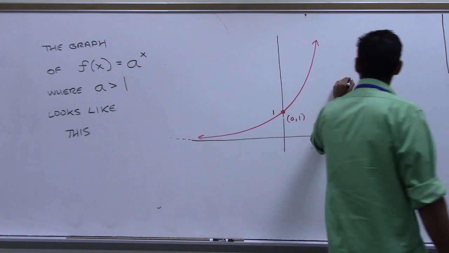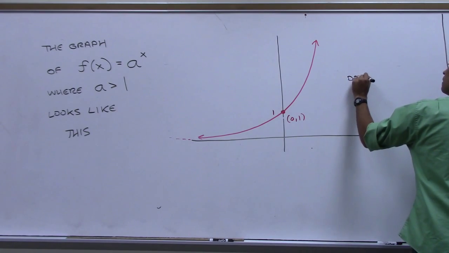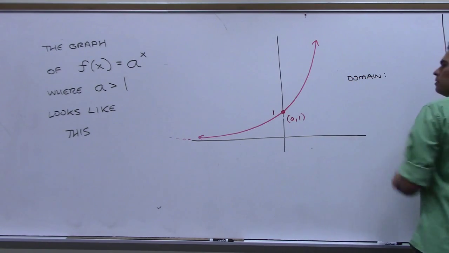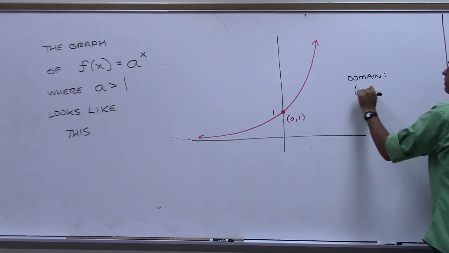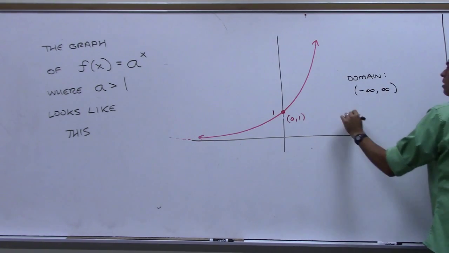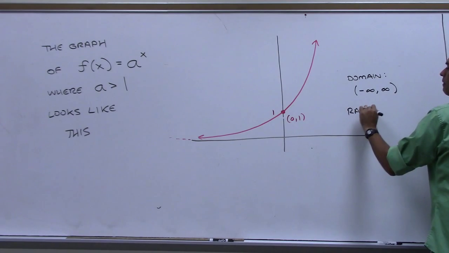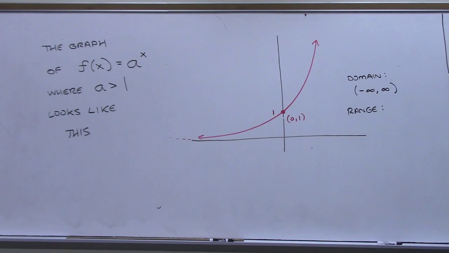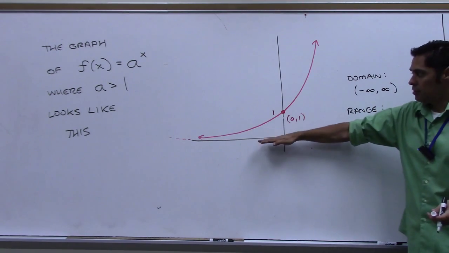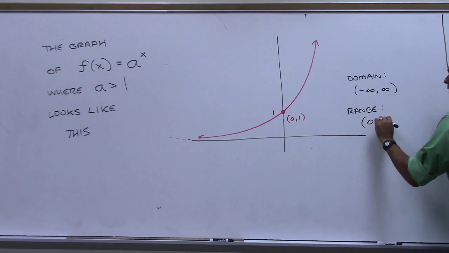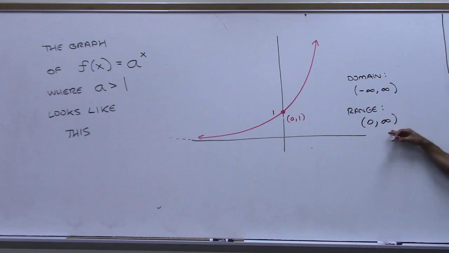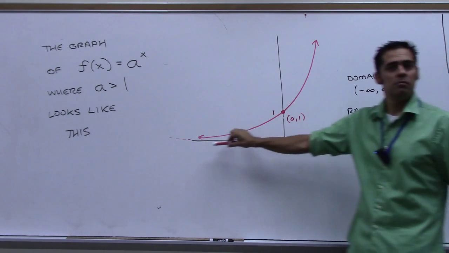So, what's the domain of this? Look at your picture. Your domain is all real numbers, negative infinity to infinity. What's the range of this? 0 to infinity, and you said parenthesis, right? Because we will never actually be 0. Your function will never hit 0. Okay.